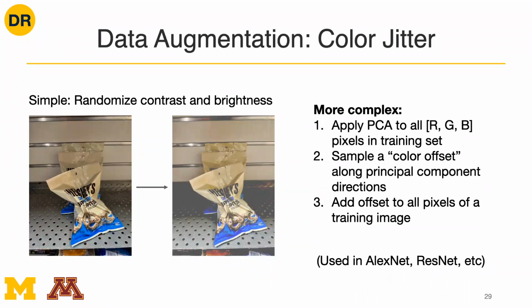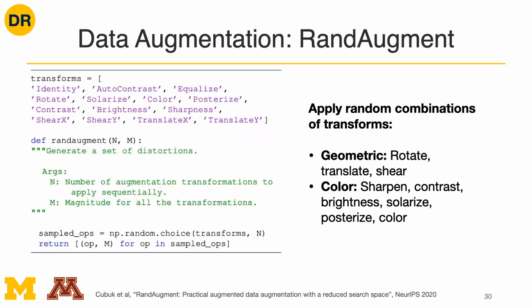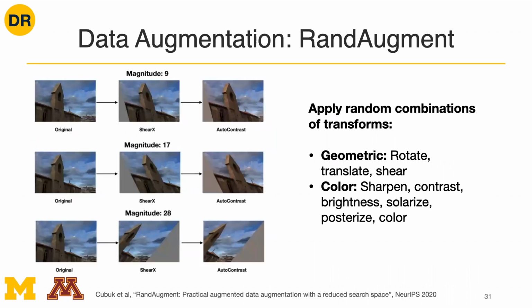You can also do a combination of transformations. For instance, let's say you have a repository of transformations, like geometric transformations like rotate, translate, shear, but you also have color transformations like sharpening, contrast, brighten, and so forth. You could do that sequentially. So one example would be that there is an original image, you are doing a shear transformation followed by a contrast. You can also randomize the magnitude in which you do this sequentially.